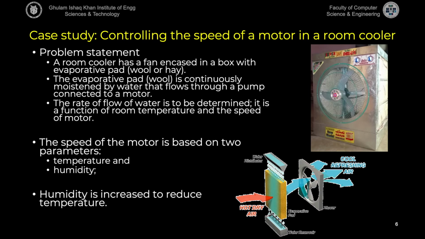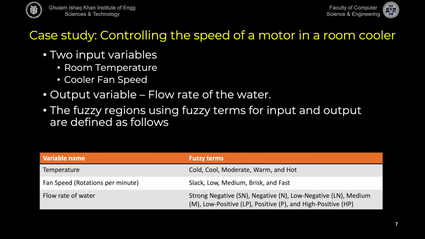How much water do you want to flow? That is what we want to determine. So in other words, the 2 input variables are room temperature and cooler fan speed. The output variable is the flow rate of the water. And now again, like I've already done in the previous lecture, I'm going to define the fuzzy regions using fuzzy terms for input and output. I've got 3 variables: temperature, fan speed, and flow rate of water. Flow rate of water is measured in milliliters per second. The fan speed is measured in rotations per minute, and temperature is measured in, let's say, degrees Celsius.